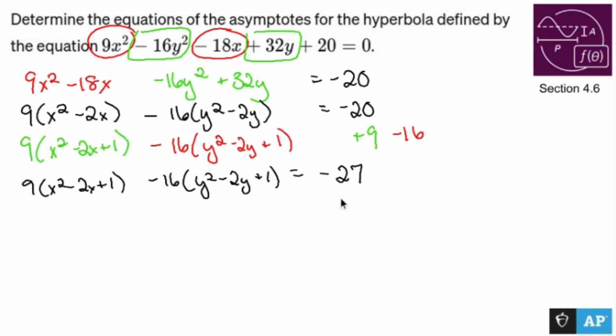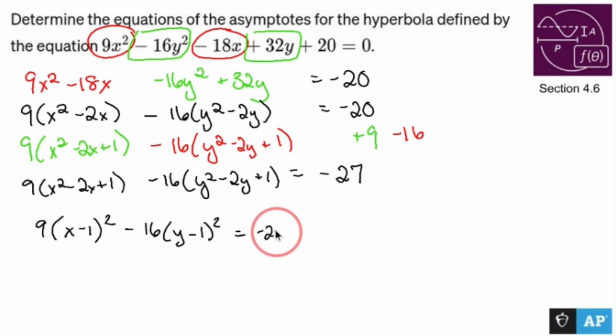Now, here's the difficulty of this problem. This has to equal 1. So it's not a matter of getting rid of these and having nothing in front of my parentheses. This has to equal 1. So let me quickly do what I'm supposed to do here first. 9 times x minus 1 squared minus 16 times y minus 1 squared equals negative 27. So what I have to do is divide everything by negative 27. Everything by negative 27. So that's good here because this becomes negative. Now I have to change things around.